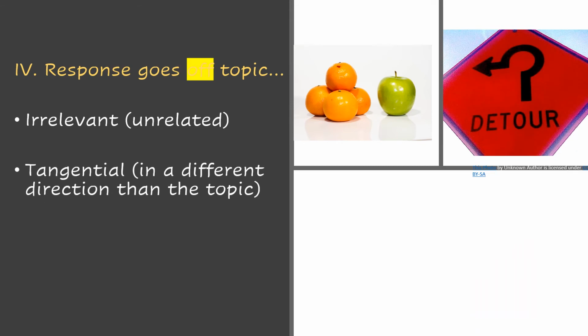The second kind of response that goes off topic is what's called a tangential response. This is one where you acknowledge what a person said, but then you completely steer the conversation in a new direction. They said something and you bounce off of that and bring up something else that has nothing to do with them. All of this is disconfirming because it doesn't show that you heard what the person said, and you simply have moved on in another direction. I think the detour sign is a good example of that.